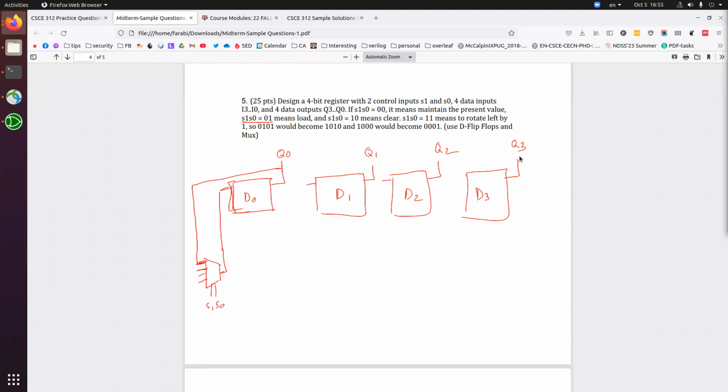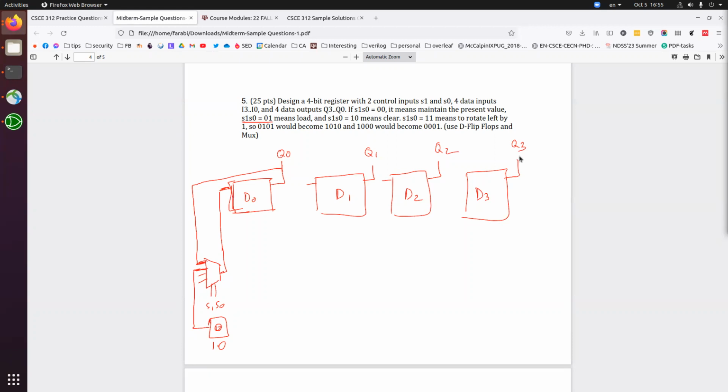Similarly, S1 S0 of 0, 1 means load. That means we need some other input from where we will load. So let's say this is the 1 value, and let's connect it to some input, say the I0 input. This I0 input will be given from a pin or whatever. So we can get that input from here. If S1 S0 is 0, 1, then it will load that value.